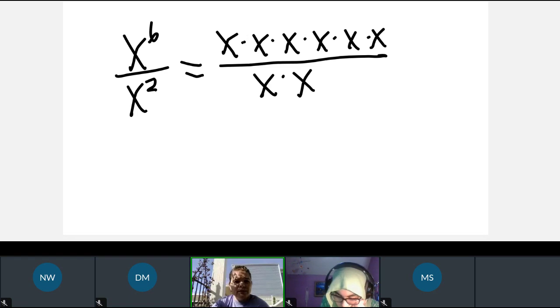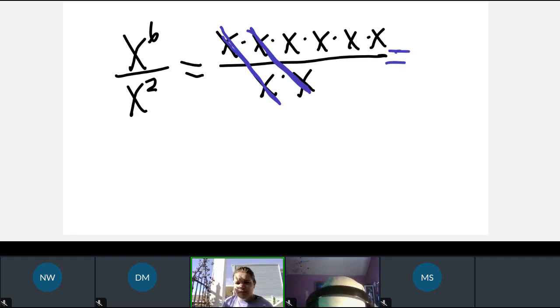What we can do, if we have the same x on the top and bottom, is cancel these out. How many x's on the top am I left with? How many times am I multiplying it? x to the 4th, which is the same thing as 6 minus 2.